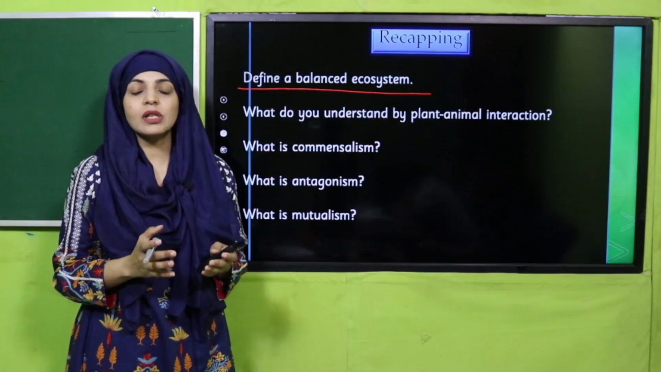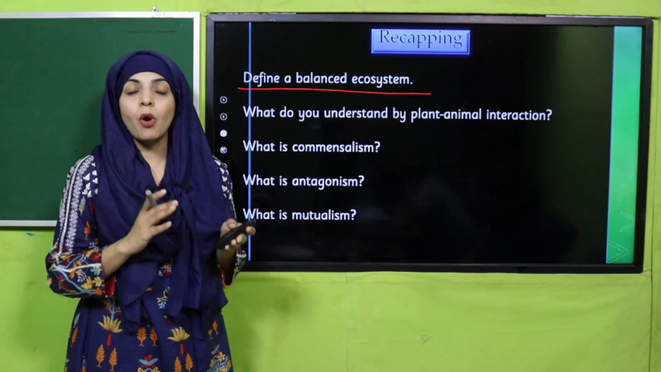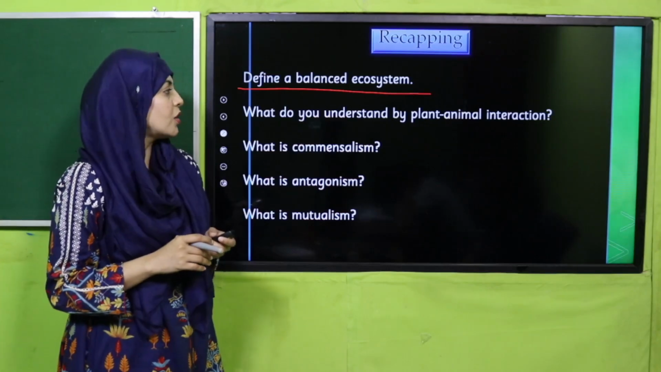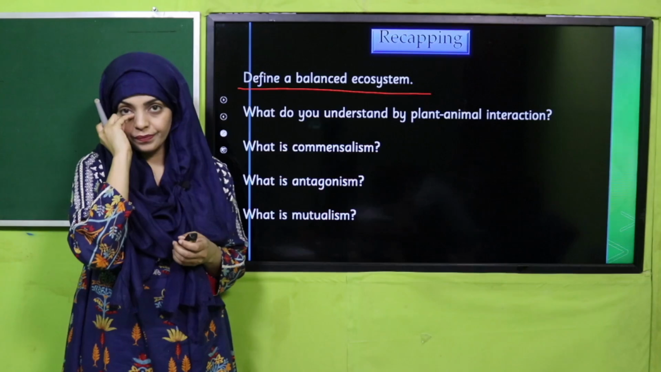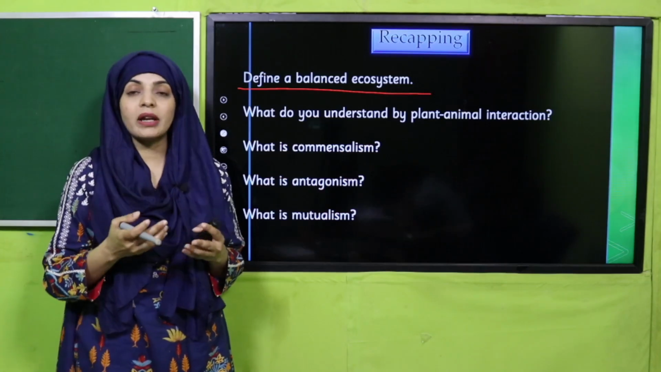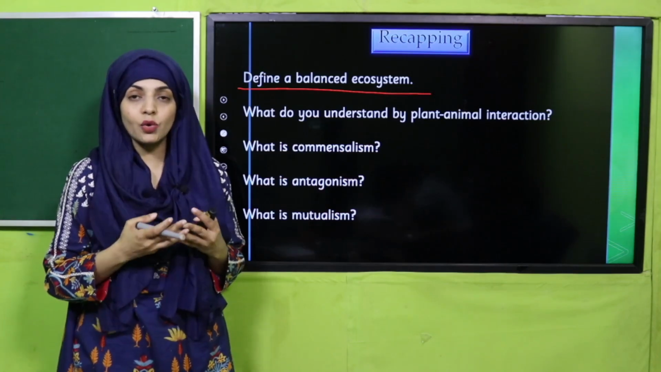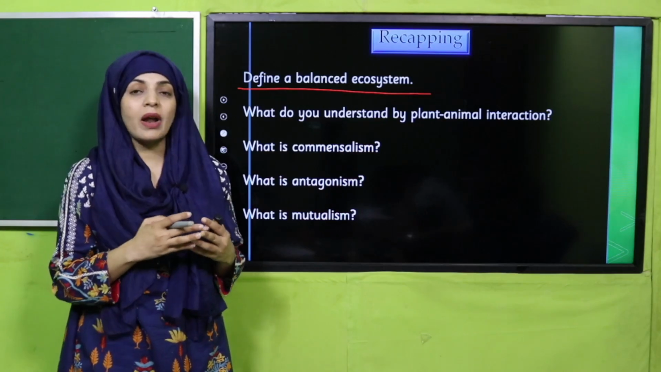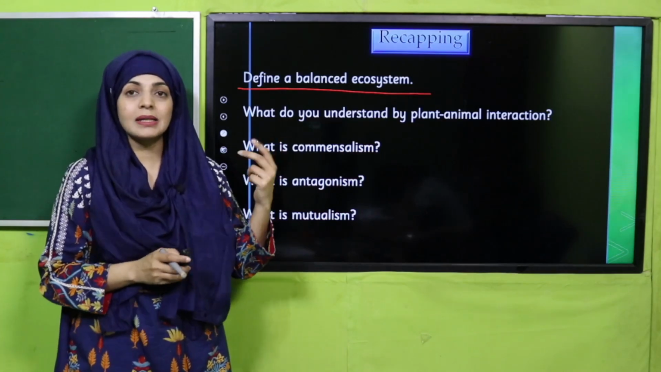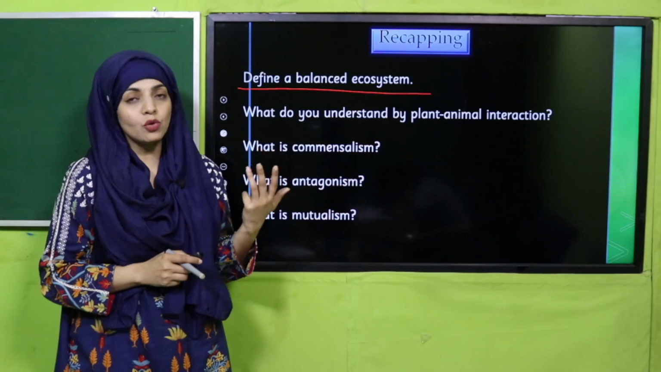In a balanced ecosystem, all the things are moderate. What do you understand by plant-animal interaction? हमने previous lecture में plants और animals के interaction के बारे में पढ़ा था. Do you remember that? So there are 3 types of interactions between plants and animals: commensalism, antagonism and mutualism.